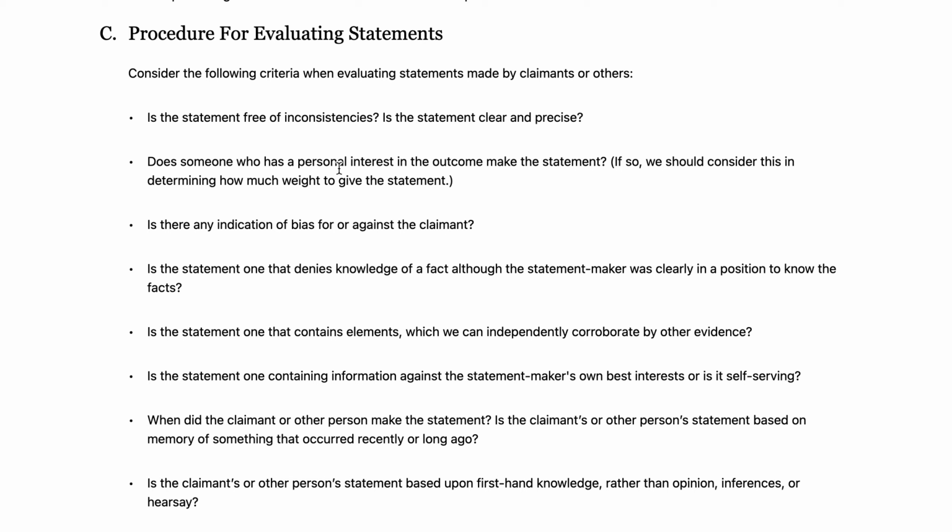If someone is reporting on a third person, what benefit would they possibly have in reporting that person? Is there any kind of bias either for or against the claimant if someone else is submitting this form that is not the claimant? Does the statement deny knowledge of a fact that the person should have clearly known? In other words, are they kind of dancing around a point where it's pretty obvious in the evaluation that they should have firsthand knowledge of that particular point or question?